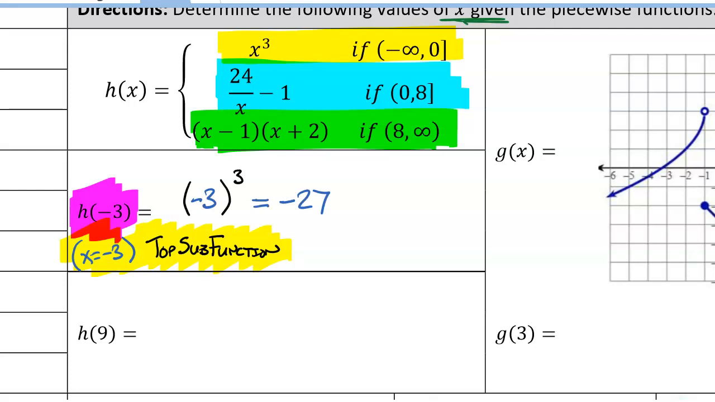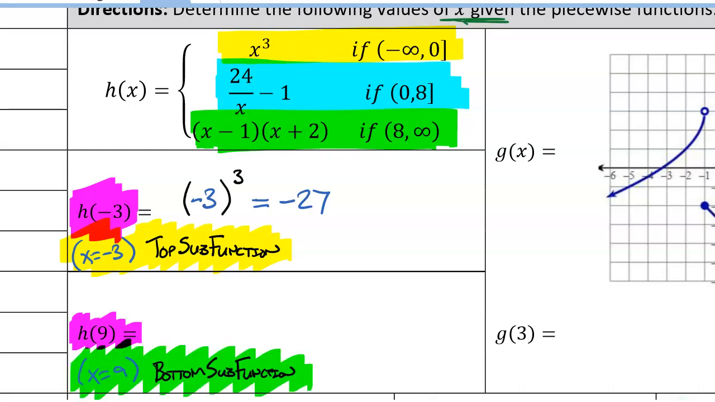Okay, h of 9 means that x is equal to 9. And which subfunction does x equal 9 fall in with our domain? That's right, it falls into the green subfunction. Or another way to think about it is 9 falls in the subinterval between 8 and infinity. So all we're going to do is take this x is equal to 9 and substitute it in this expression, giving us 9 minus 1 times 9 plus 2, 8 times 11, which gives us 88.